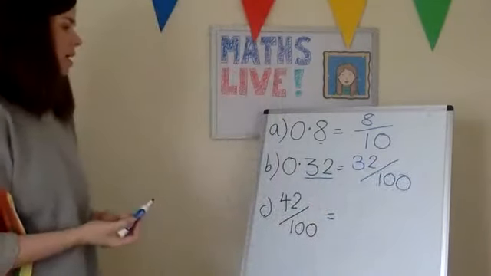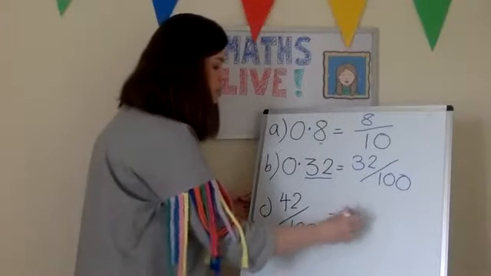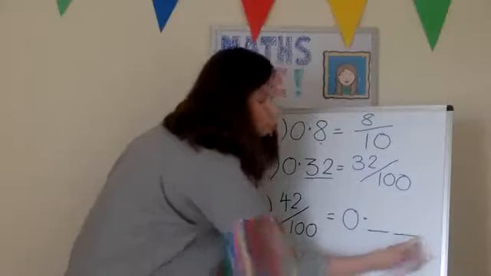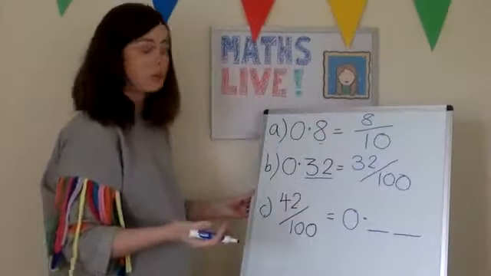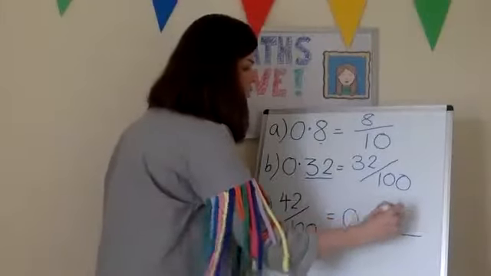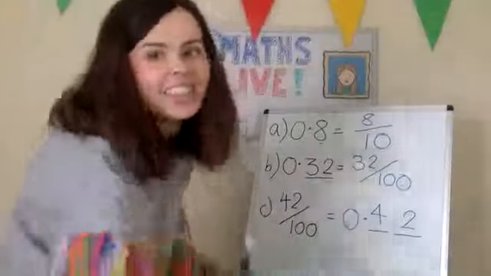Well, if you got that one right. And then 42 out of 100. Now, a way of doing this, you put your 0 point. Because you know it's 100, you could put 2 spaces if you want to make sure you're not confused. So you know it's over 100. We've got 2 here. 42. Right, well done.